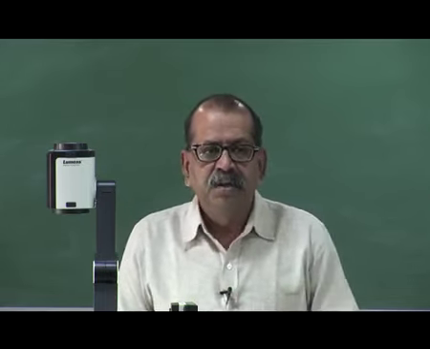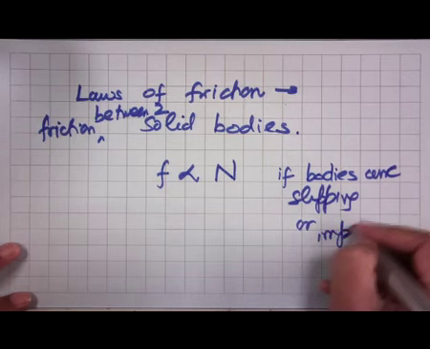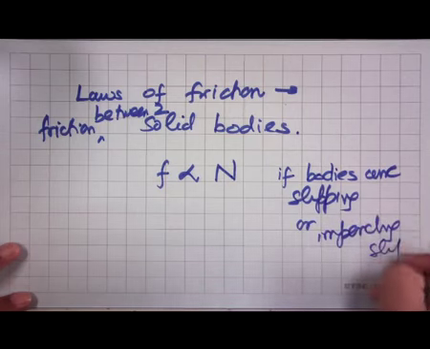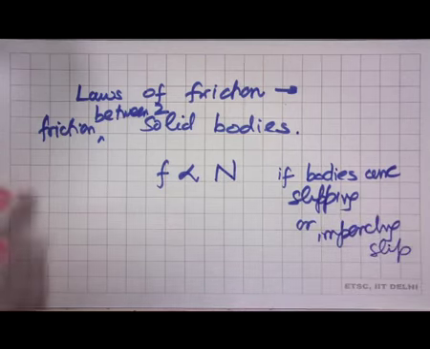In the last class we ended with laws of friction, and we talked of solid friction, or friction between two solid bodies, and we showed that friction force was proportional to the normal reaction if the bodies are slipping or impending slip is there, and we had a detailed discussion about this.